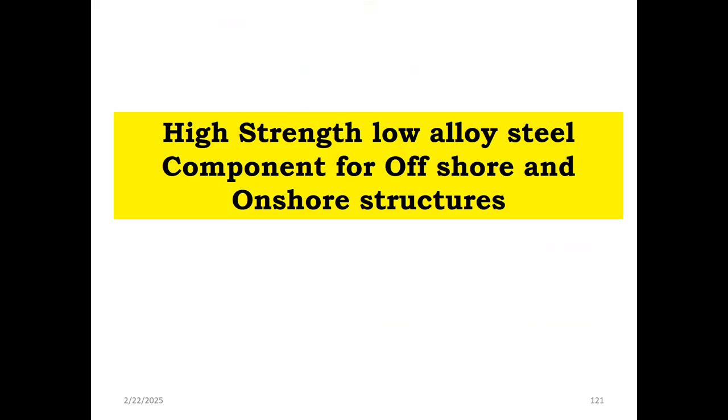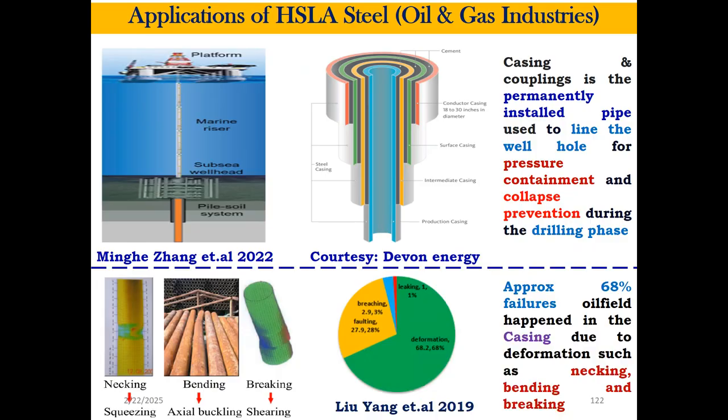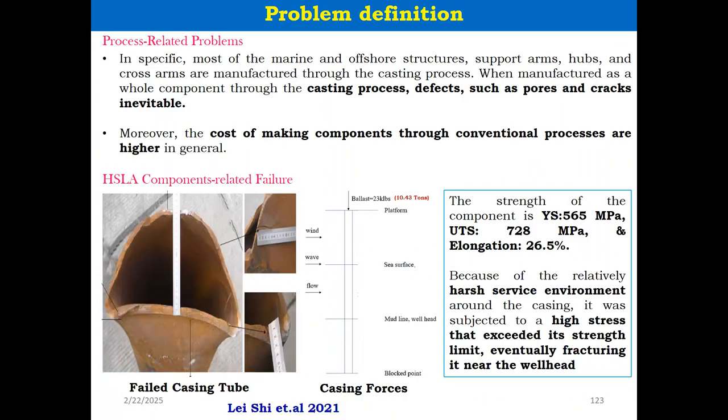Another study is on a high strength low alloy steel component for offshore and onshore structures. This is the application of HSLA steel, where it is used in the oil and gas industries. They have found what the problems are in the casting process and other processes.